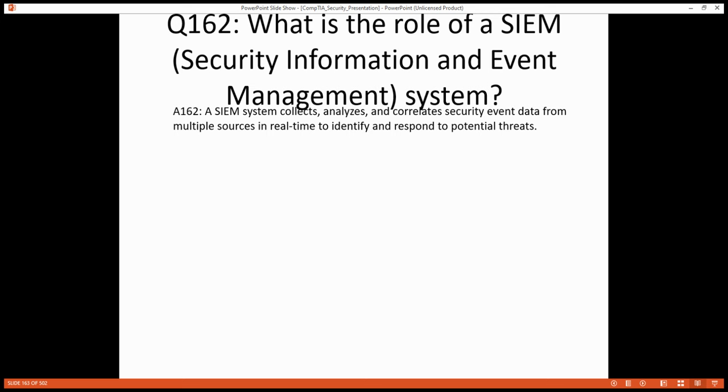Q162. What is the role of a SIEM, Security Information and Event Management system? A162. A SIEM system collects, analyzes, and correlates security event data from multiple sources in real time to identify and respond to potential threats.